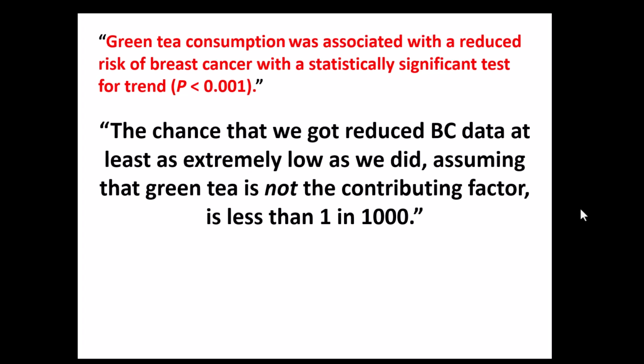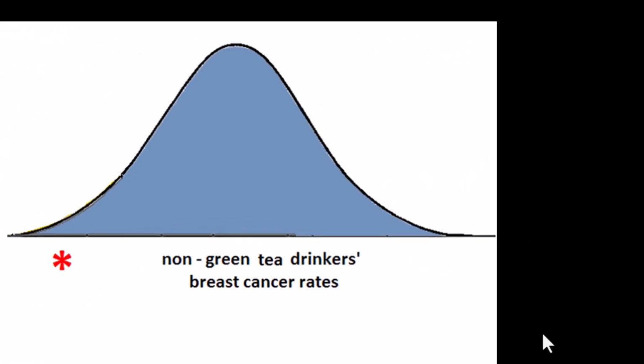Now, here is a look at that same graph again. There is the null sampling distribution: non-green tea drinkers' breast cancer rates, because we're assuming that green tea has nothing to do with lowering breast cancer. But then the study comes back with this very interesting p-value that's way down here.